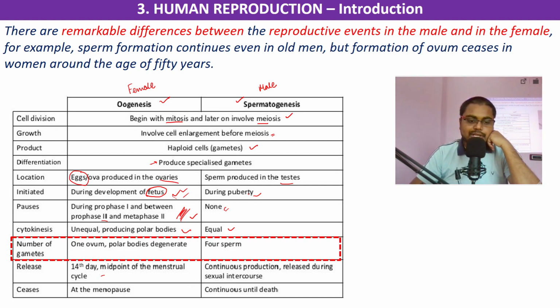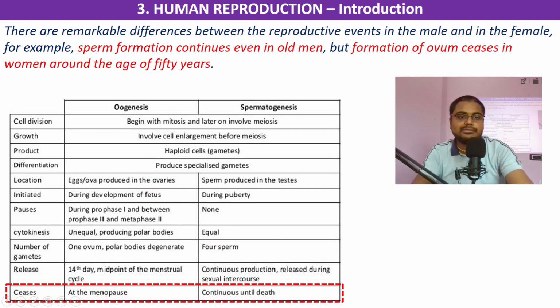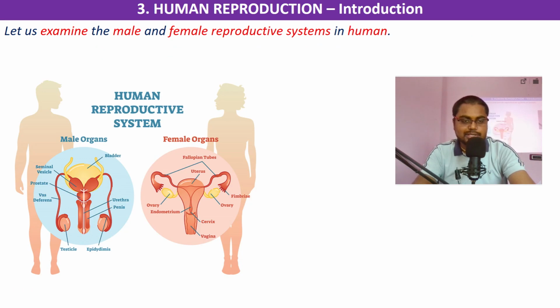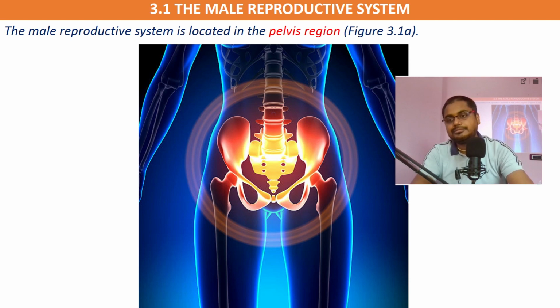Release is on the 14th day, that is the midpoint of the menstrual cycle, and in males it's a continuous production released during sexual intercourse. It ceases at the menopause, and it is continuous until death. ठीक है, आगे बढ़ते. So sperm formation continues even in old men, but formation of ovum ceases in women around the age of 50 years. Let us examine the male and the female reproductive systems in human. ठीक है.